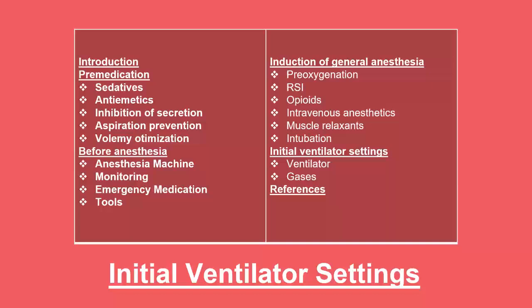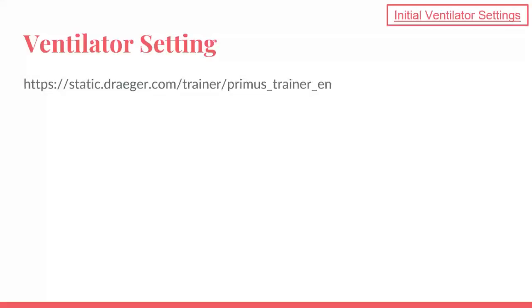Once we have secured the airway, we can move on to the final stage of induction, or rather the first stage of anesthesia maintenance, which involves initial ventilator setting. I will now shortly explain the initial ventilator setting, more about anesthetic gases, and how they are distributed in the human body. To demonstrate the initial ventilator setting, I will go to the Drager website, where a simulator is available for anesthesiologist trainees.